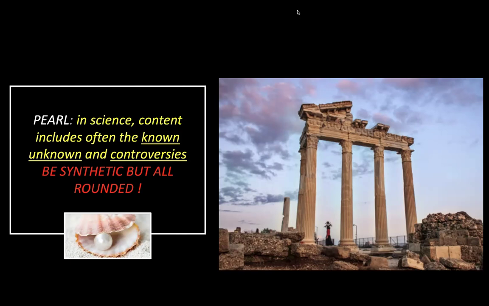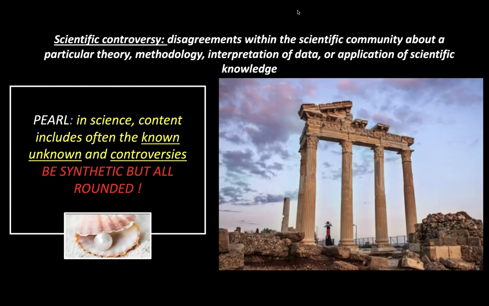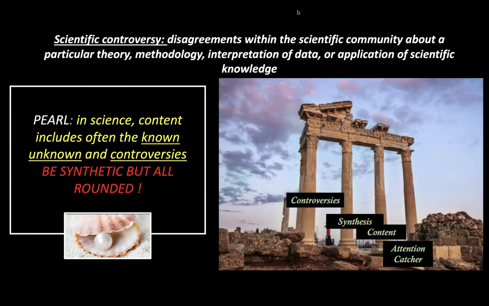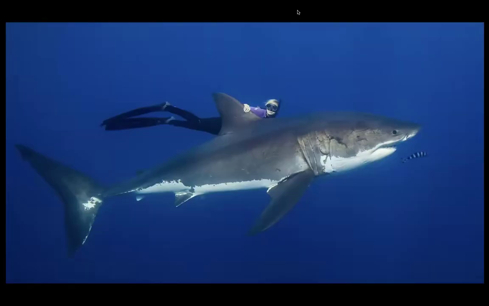So we need to try as much as possible in the time we have to explore all the angles of a story. And I will give you a practical example because I want to speak also about medicine at some point in this talk. But as far as the definitions are concerned, scientific controversy is a disagreement within the scientific community about a particular theory, methodology, interpretation of data, or application of scientific knowledge. And there is a lot of disagreement out there, sometimes because our knowledge is limited. Okay, so attention catcher to start with, gather your content, do a synthesis, and explore controversies. So this is the fourth pillar.